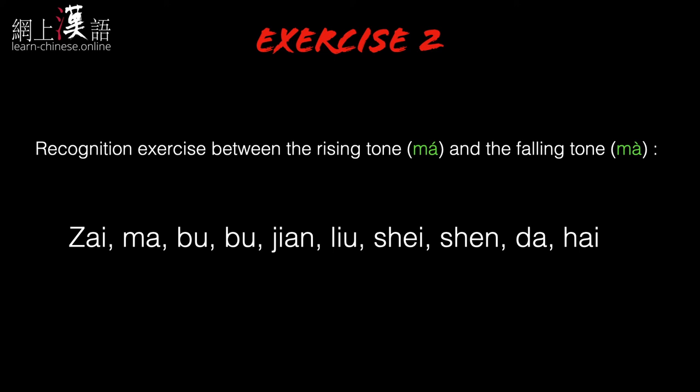Now let's see the correction. 在, the falling tone, begins very high and falls down. 马, the rising tone. 不, falling tone. 不, rising tone. 见, falling tone. 六, falling tone. 谁, rising tone. 神, rising tone. 大, falling tone. And 海, rising tone. If you mix the two tones, don't worry, it's a common mistake. Just try to do it again.